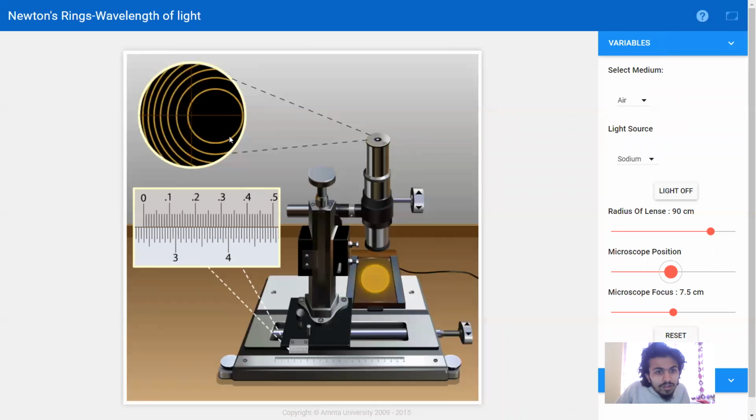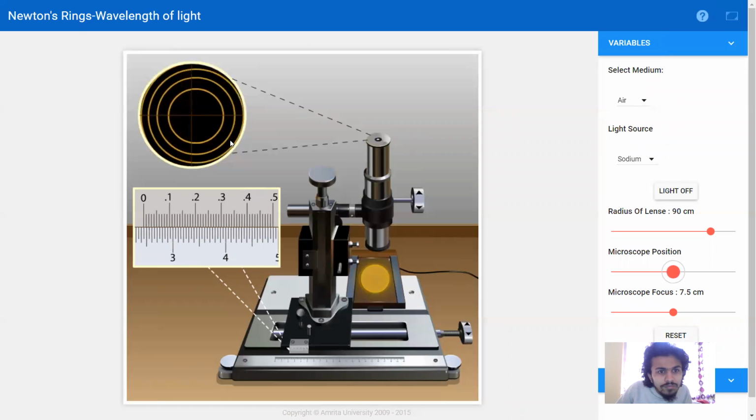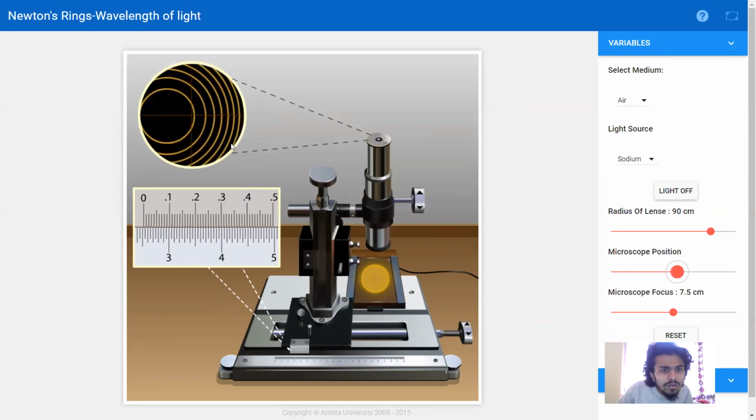Similarly for the right side, we go like this. For right, the reading is here: this is the 2.5 line we know, the main scale is 2.5, and the Vernier is overlapped at 2.5, then 10, 20, and 25. At 25 we can see the overlap between the main scale and Vernier scale. So we get the observation for the first ring like this.